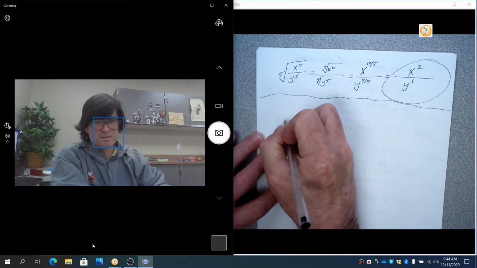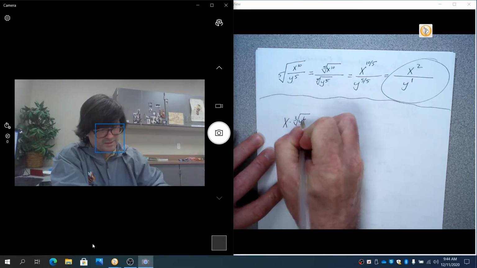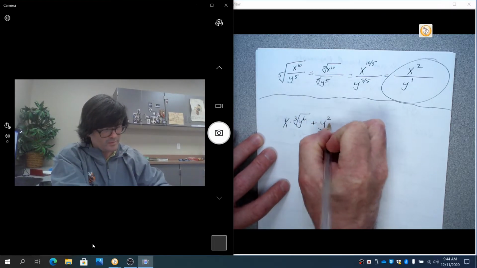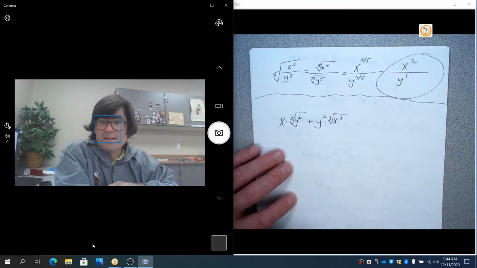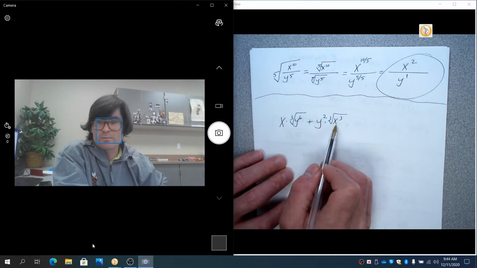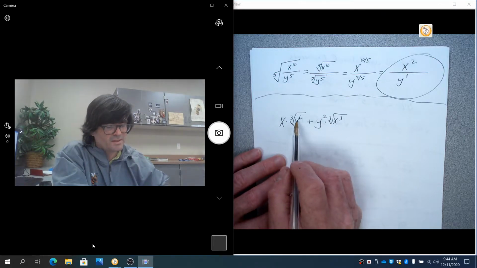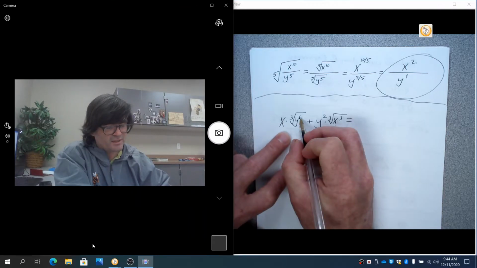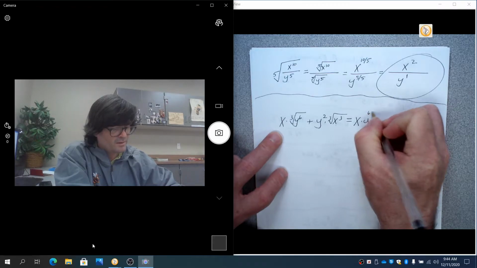If you have something like this, x times the cube root of y to the 6 plus y squared times the cube root of x cubed, you can only add these together if you have the same root and the same thing under the root. So this obviously doesn't, and so we need to do some simplification first to see if we can add these together as like terms. This is a power of 6, a root of 3, so I'm going to write this as x times y to the 6 over 3.